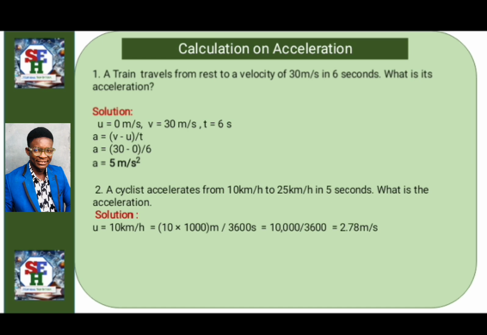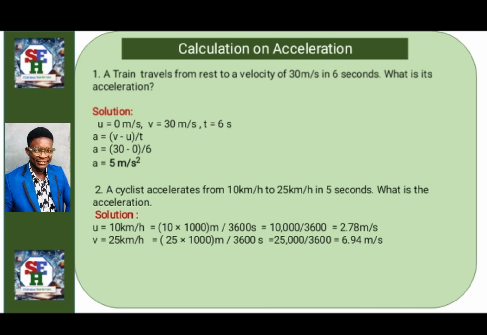Let's move into the next given in the problem, which is the final velocity v. Now, final velocity v here is 25 km per hour. Just as we did for the initial velocity, which is the starting velocity, is also applicable to this. So we have 25 multiplied by 1000 meters, which represents 1 kilometer. Then we will have 25,000.